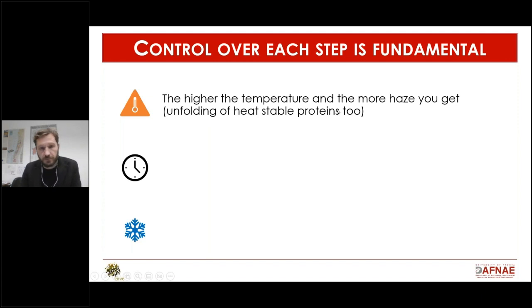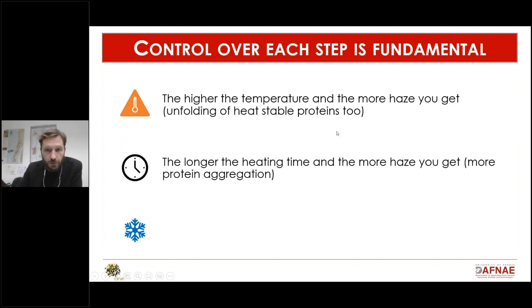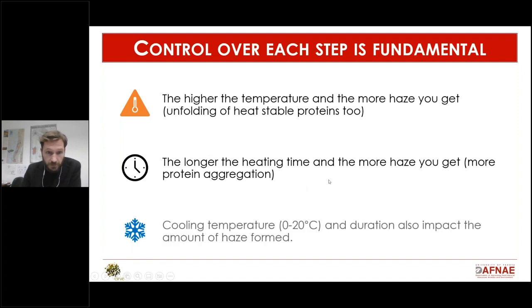So the wine contains proteins which are unstable, but also some that are stable. The more you heat, the more you're going to tap into that reservoir of stable proteins too, which then will lead to overfining. The longer the heating time, the more haze you get, because you have more protein denaturation, followed by more protein aggregation. And also the cooling, equally.